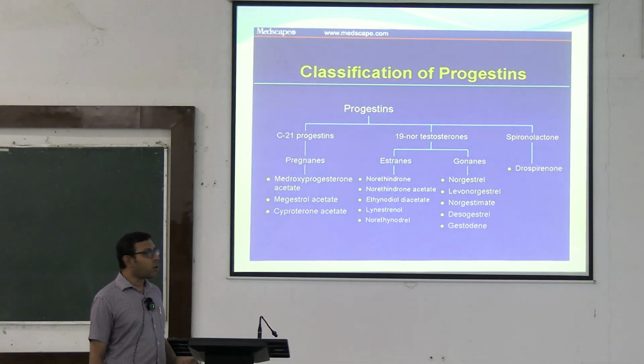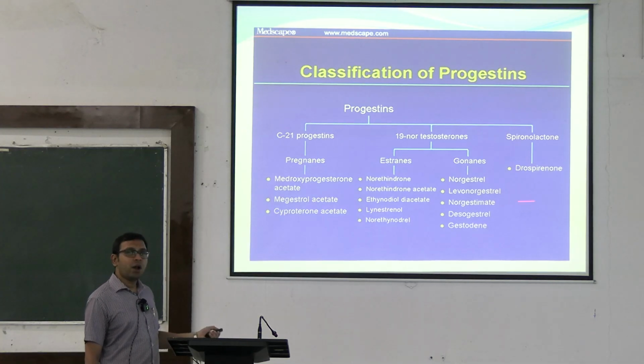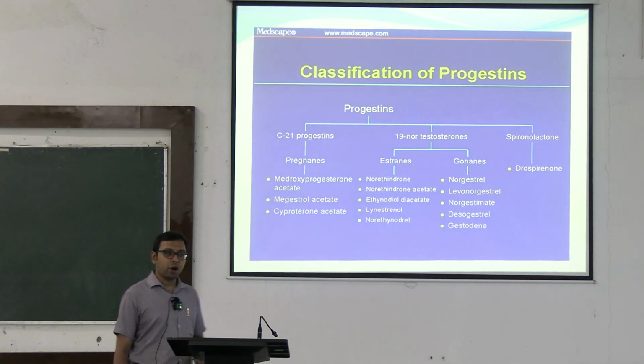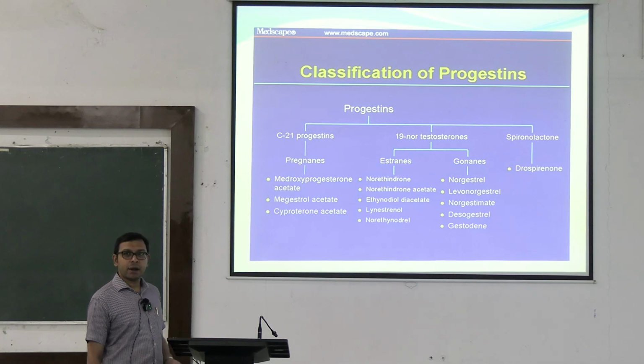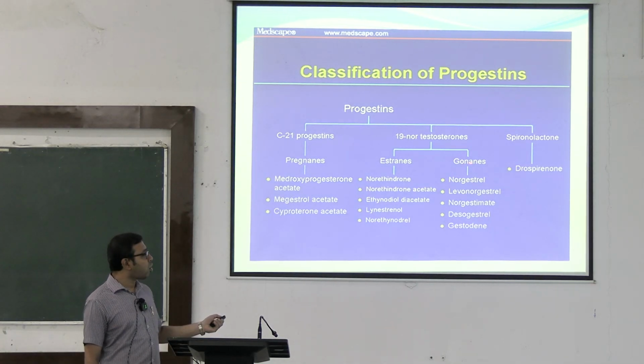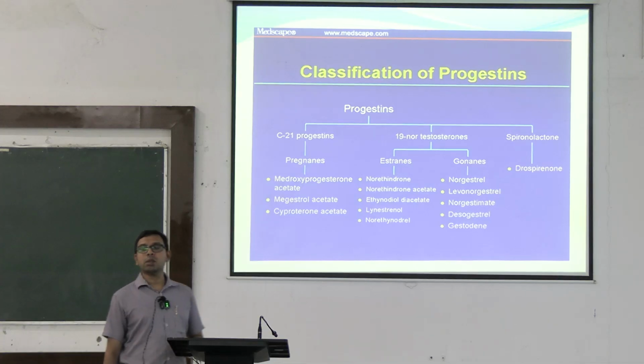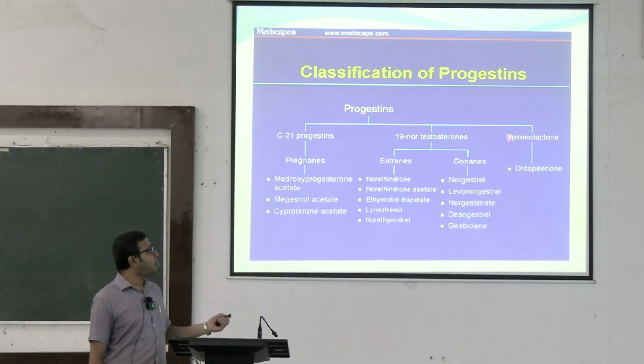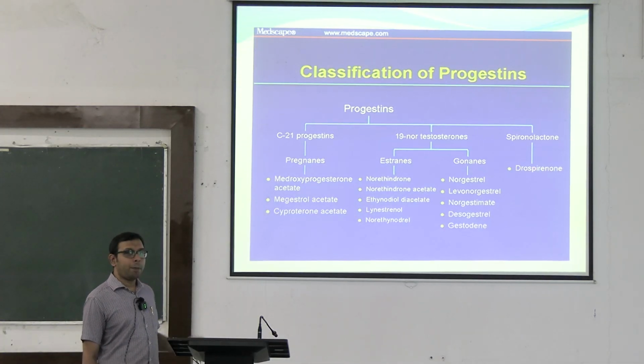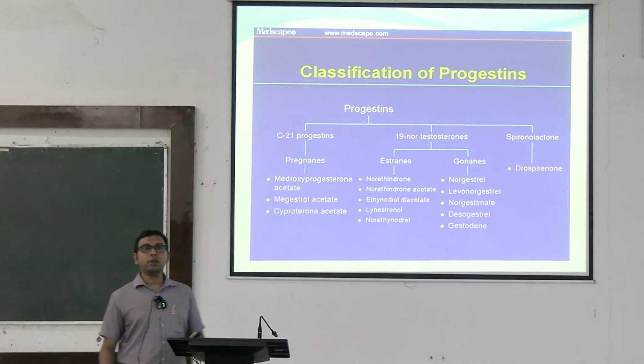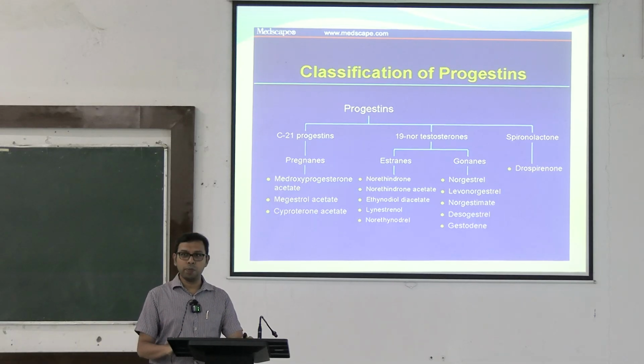Within the gonane series, examples are norgestrel, commonly used, levonorgestrel, very commonly used, norgestimate, desogestrel and gestodene. So these are the gonane series of the progestational compounds. Apart from this, there are spironolactone-like compounds like drospirenone, which also fall under this group.